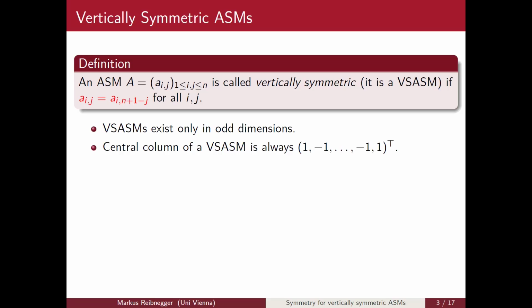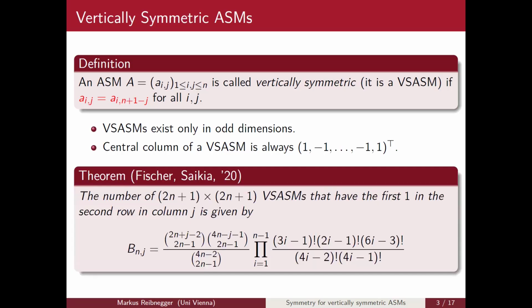So if you want to do some refined enumeration, like in the case of ordinary ASMs, the 1 in the first row is not particularly interesting. So there's two sort of obvious choices one could look at. The one we will focus on is where is the first 1 in the second row. This was done by Ilse and Manjil Saikia a few years ago. And there's a very nice product formula that tells you how many VSASMs are there that have the first 1 in the second row in a particular column.